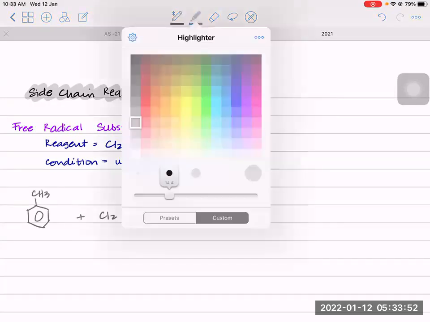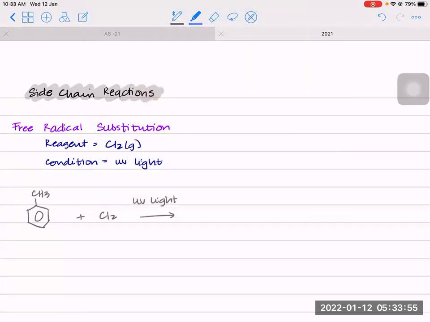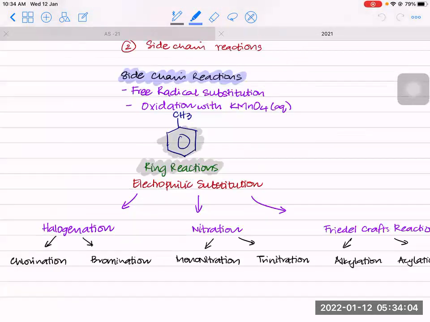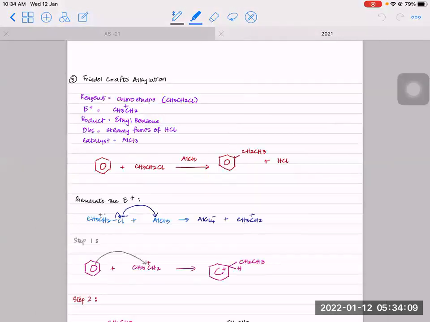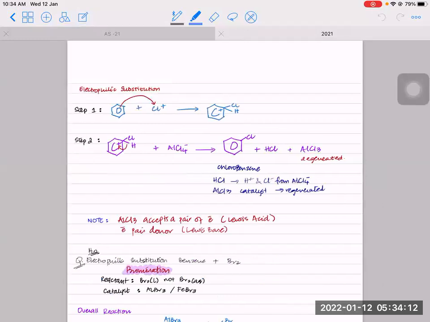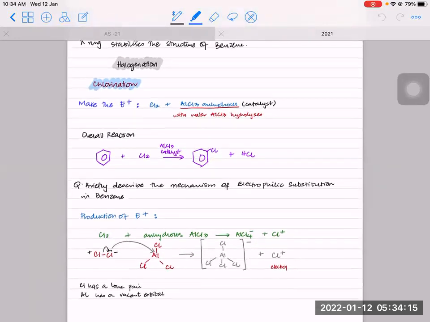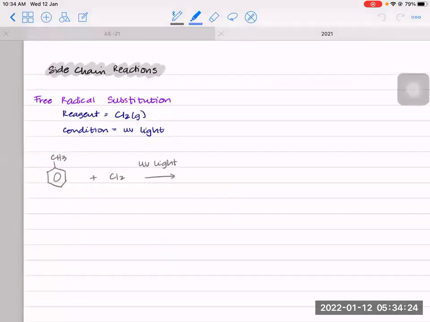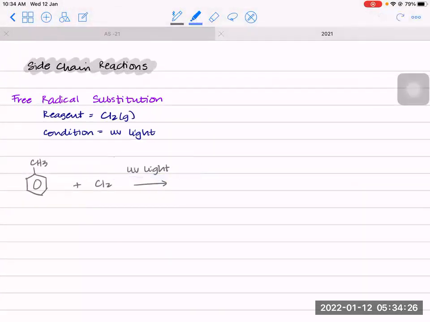Now, when you have methyl benzene with chlorine, you'll be like, Miss, can't the ring react with chlorine? Because we did chlorination in benzene as well. And you just told us that electrophilic substitution or halogenation occurs in the ring as well. But if you remember, chlorination of benzene happened in the presence of a catalyst. Do you remember the AlCl3 catalyst? Do you have a catalyst here? No, we are just using UV light. So this will react with the side chain only, not with the ring.